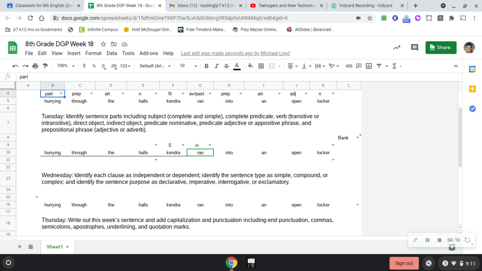You're absolutely right. So now we know the verb and what happens with the verb. Yep. Good. So we'll do the same thing. We'll click on the first one, hit Shift, click on the last one. Okay, hit our little waffle.